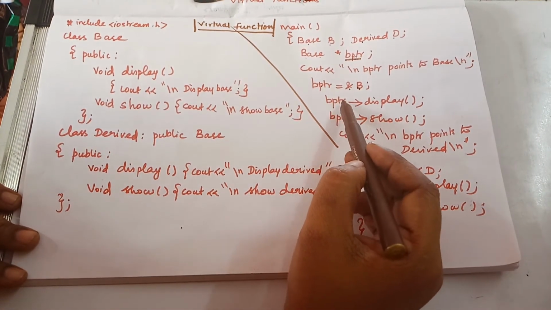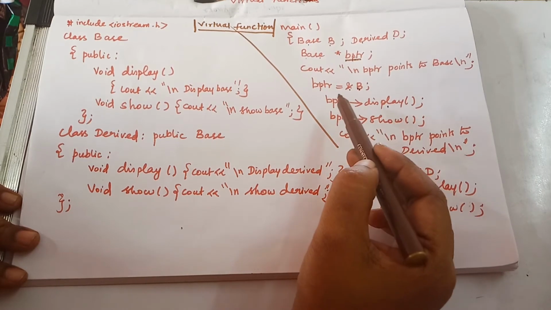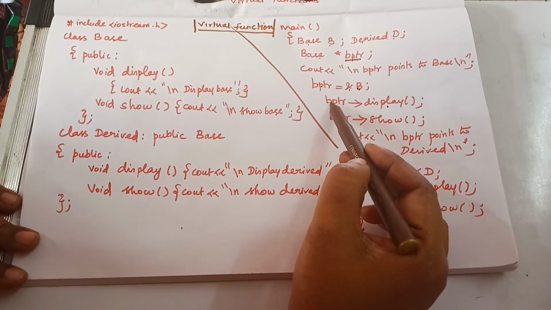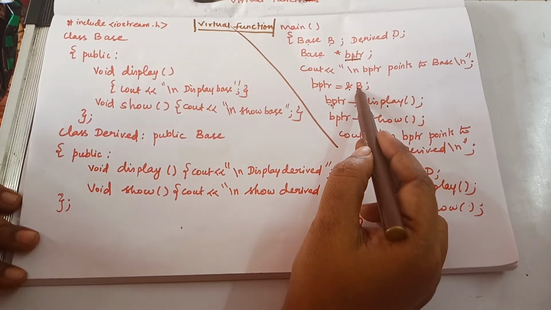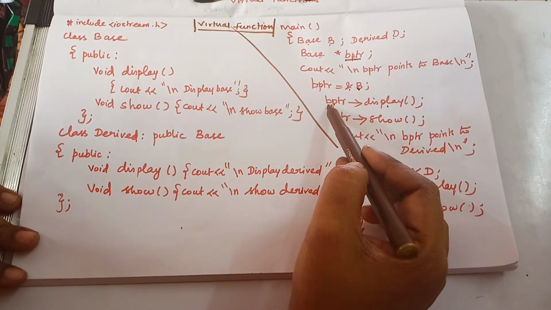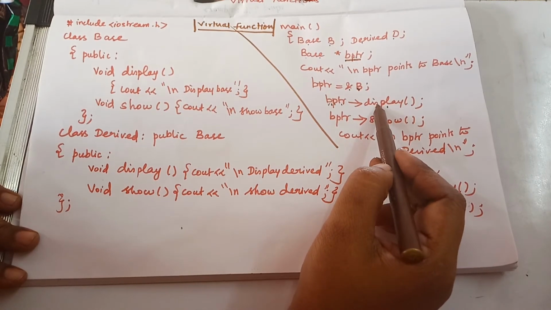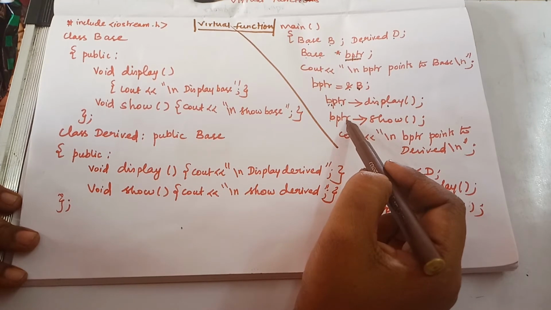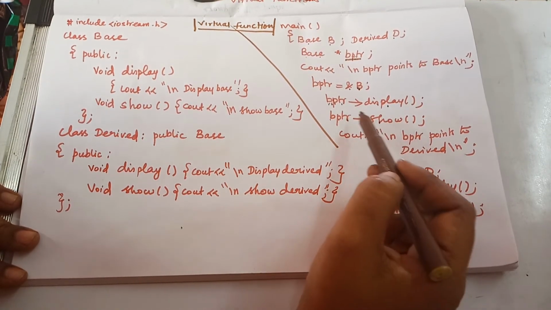Then with BPTR, you are calling the member function for the base class object, because now BPTR, the base class pointer, consists of the address of the base class object. Clear? So for the base class object, I am calling the member function show.